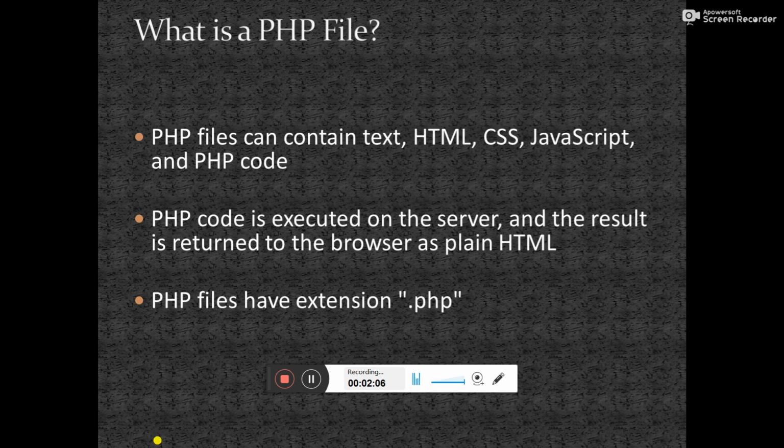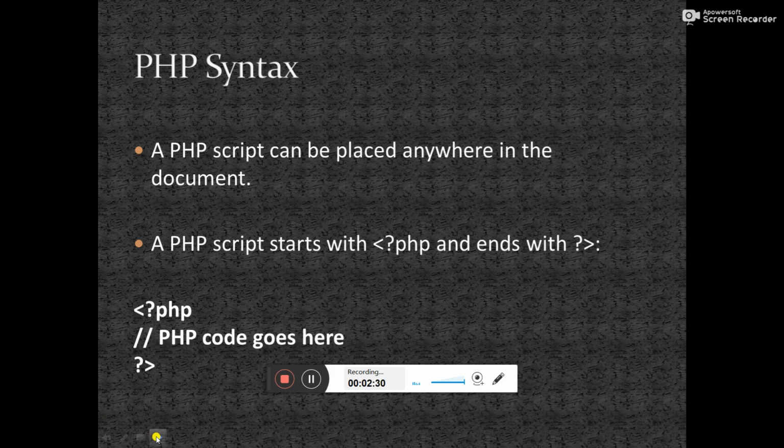What is a PHP file? It is a file that can contain text, HTML, CSS, JavaScript and PHP code. PHP code is executed on the server and the result is returned to the browser as plain HTML. PHP files contain the extension .php. The PHP script starts with less than question mark and ends with question mark greater than. The script can be placed anywhere in the document.